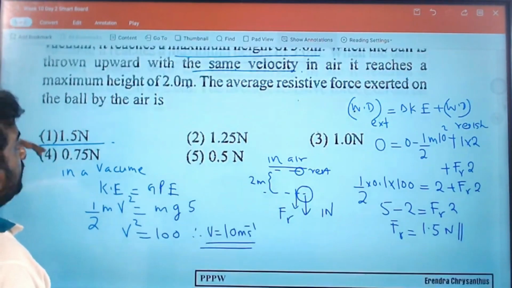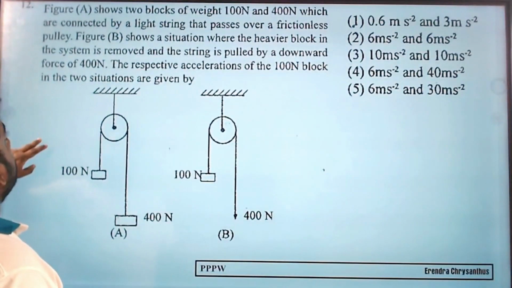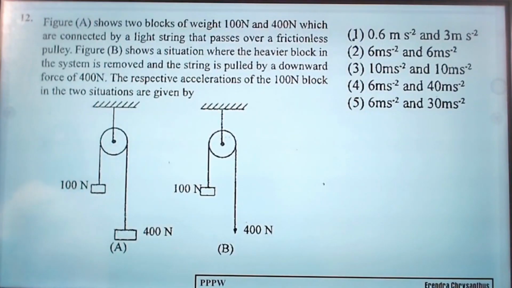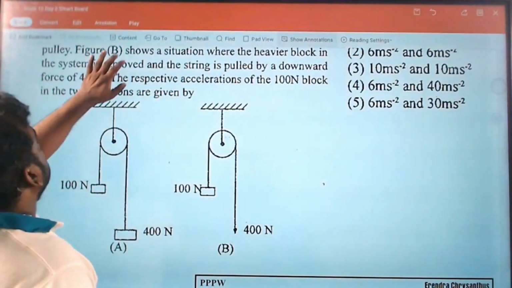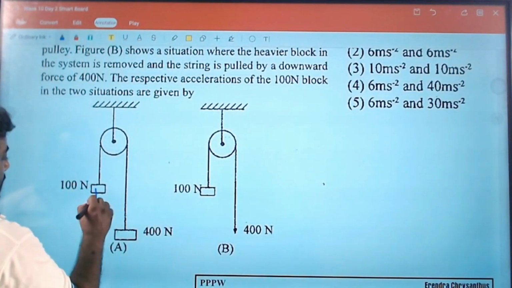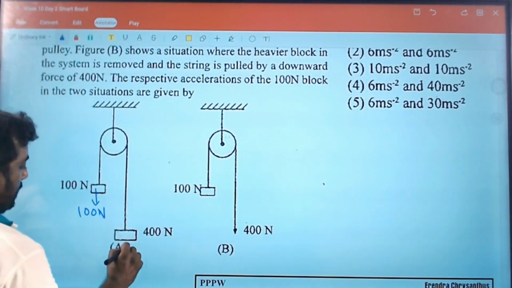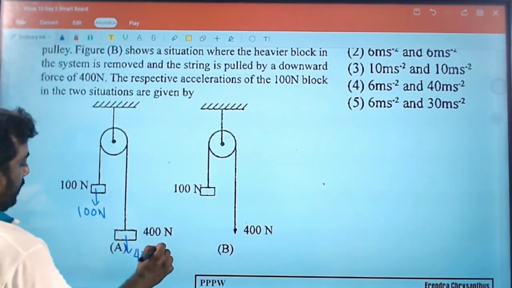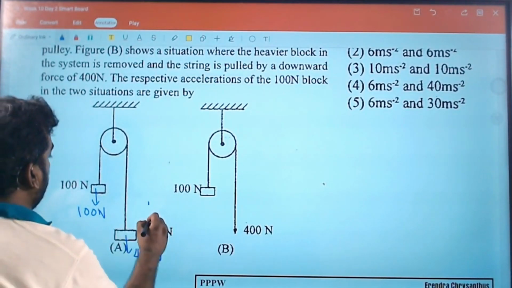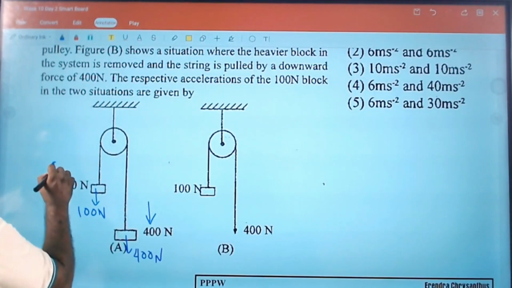Okay. Next one. Figure A shows two blocks weighing 100 Newtons and 400 Newtons respectively. Figure B shows a situation where the heavier block in the system is removed and we pull it down with 400 Newton. The respective accelerations of the 100 Newton block in both the situations is? Look at the board carefully. Here 100 Newton, here 400 Newton. Heavier will come down, lighter will go up.